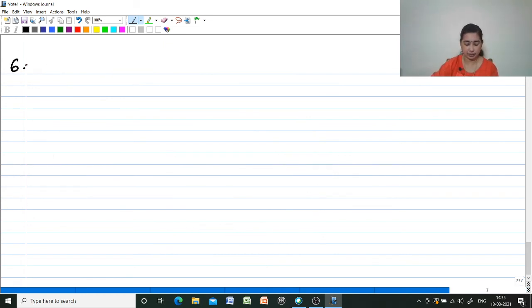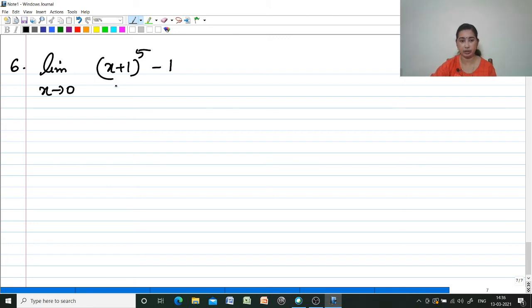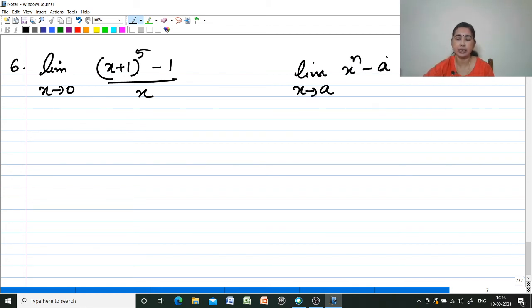Question number 6, limit x tends to 0, x plus 1 raised to 5 minus 1 by x. So this is of the form, it is same as that of the standard result, limit x tends to a, x raised to n minus a raised to n by x minus a. Either we can go for substitution method or directly we can do it.